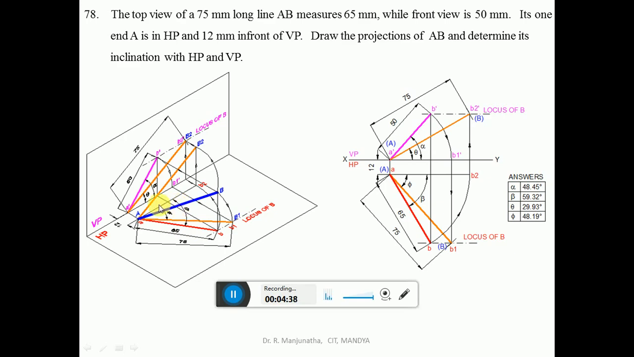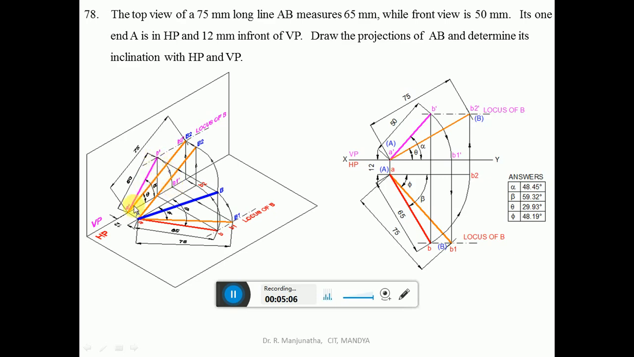Similarly, in the front view, A dash is on HP and B1 dash is also on HP. So A dash B1 dash is on HP. But actually, the locus of B in the front view is above HP by some distance. So the front view of the point B should lie on this locus such that the length of the front view does not alter. That means A dash B1 dash is the length, and the same length should be maintained, such that this B1 dash should be above HP by this distance.